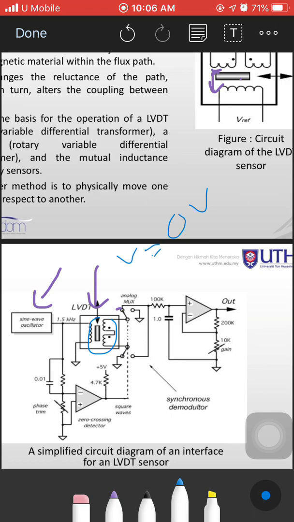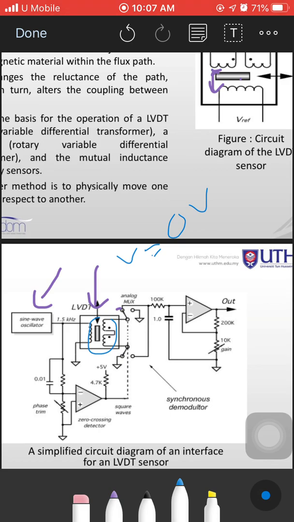If we move the core away from the central position, it unbalances the induced magnetic flux ratio between the secondaries, so an output voltage will develop. If we make a displacement within the magnetic flux, there will be some value of voltage. The indication of voltage means it makes a measurement of the displacement. As the core moves, the reluctance of the flux path changes, hence the degree of flux coupling depends on the position of the core.